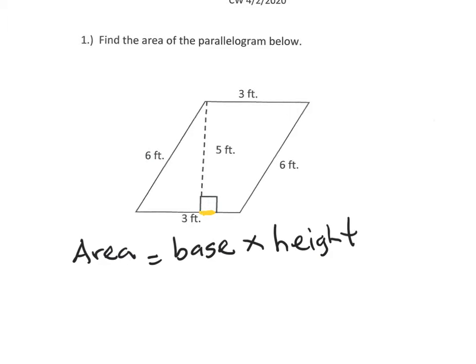This edge of the square is part of this line. This edge of the square is part of this line. And that means that those two lines are 90 degrees apart. They're also perpendicular, because perpendicular means 90 degrees apart. Your base and your height always have to be 90 degrees apart.